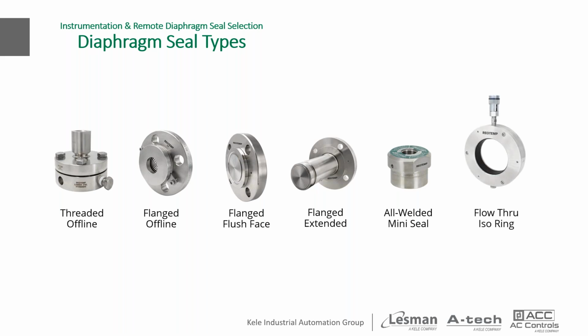And the last seal I'll mention today is the flow through, or what we call the ISO ring seal. Now, these are ideal for highly viscous media that may have high solids content, mainly used in municipalities for wastewater, and they come in ANSI 150 and 300 sizes for wafer and through bolt styles, as well as NPT threaded versions even.